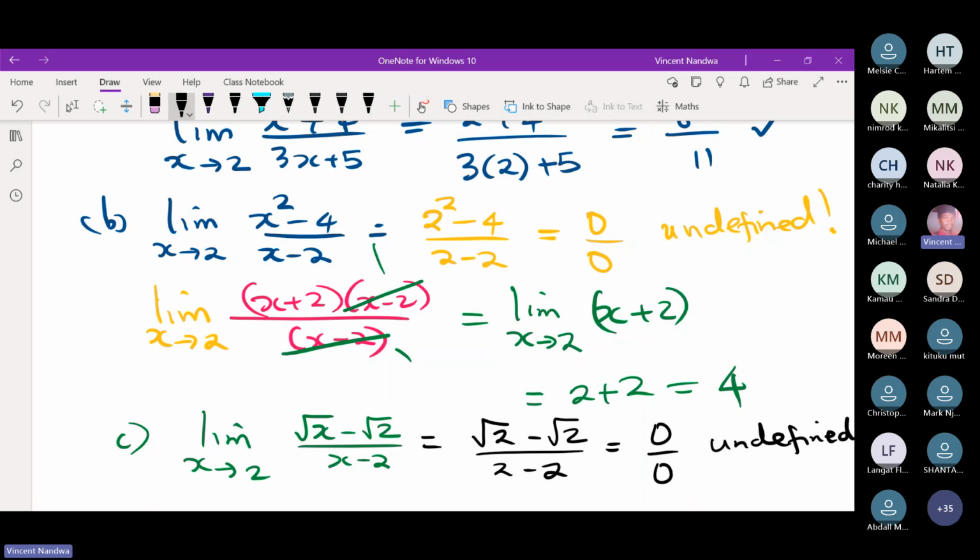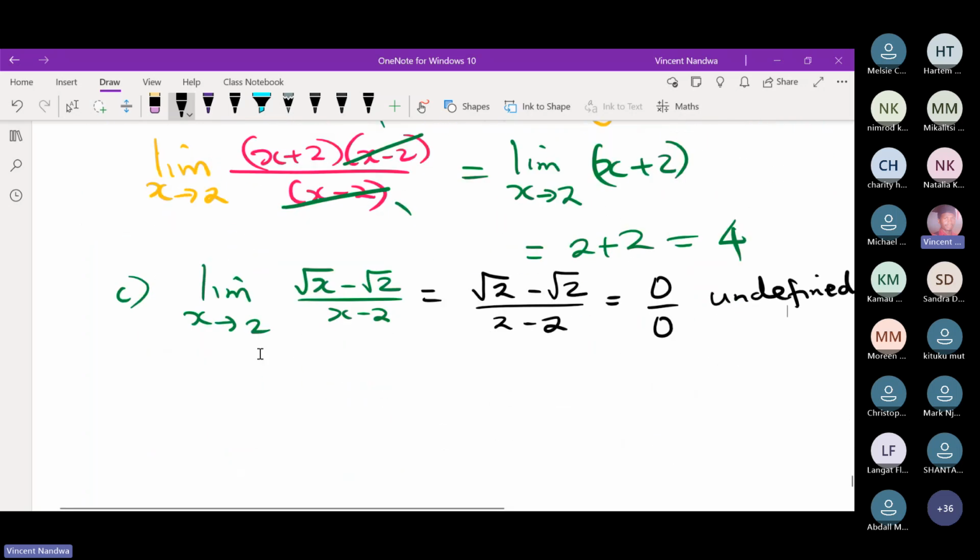When you see a square root sign, a root function in your limit, that is one of the key things that should trigger your mind that you are going to do some rationalization. If you remember your Form 3 work, if you see things which have some surd or root signs, that can be a prompt to tell you that the correct method to apply is rationalization. So here we rationalize the numerator.